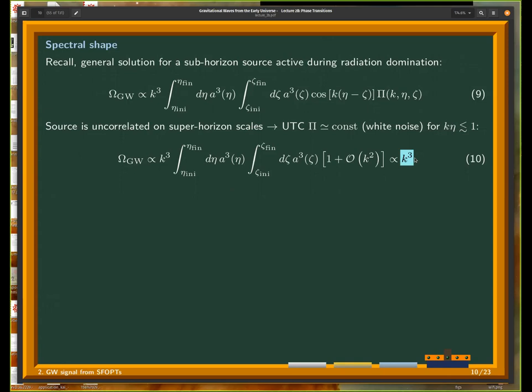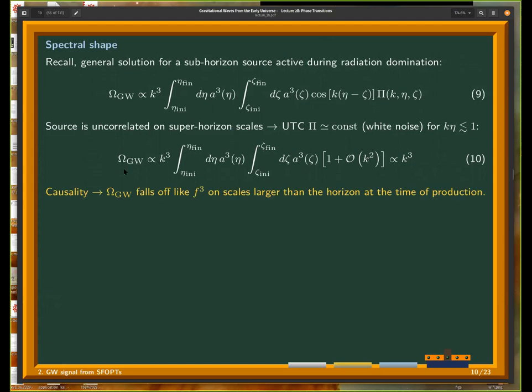I should emphasize that this is a very general statement. This does not only apply to gravitational waves from phase transitions. This is basically a consequence of causality, that these sources in the early universe cannot talk to each other across distances larger than the horizon scale.